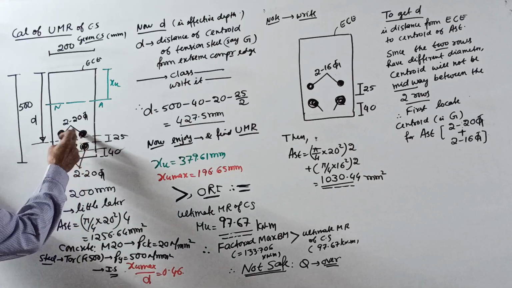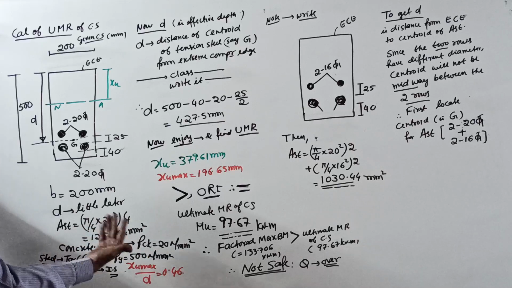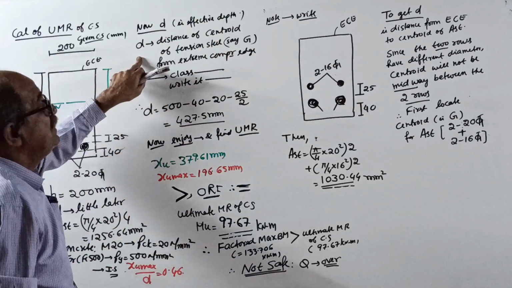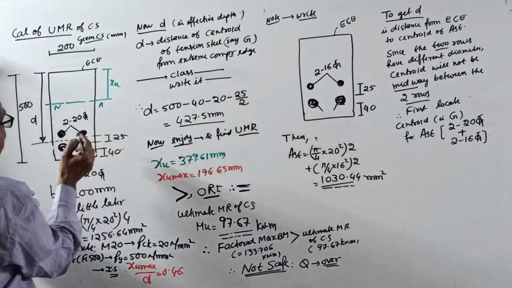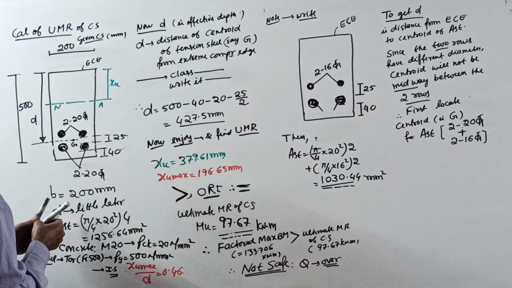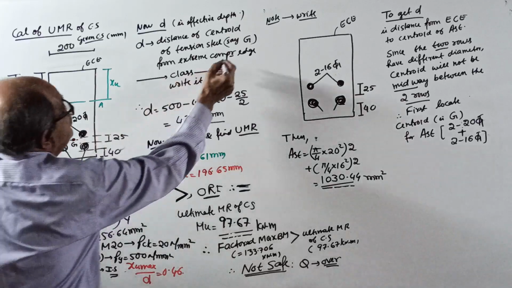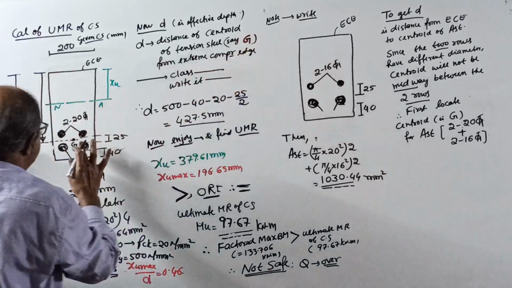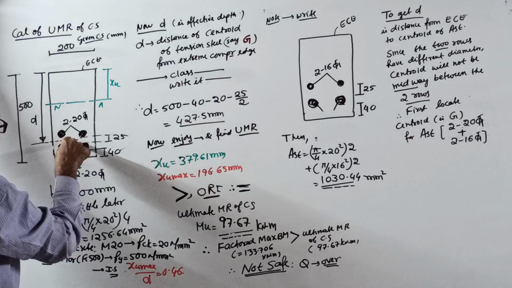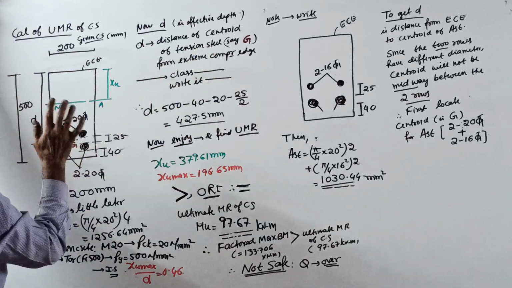AST. See, 4 bars are there. Pi by 4 of 20 square into 4. Concrete, etc. This is known for you. Okay, now D. Effective depth. Once again I wrote. Effective depth is the distance of centroid of, I mark red color here if you want, one small red dot. Centroid of, say, G. I'll mark a G here to understand correctly. G, red color. Centroid of tension steel from extreme compression edge.